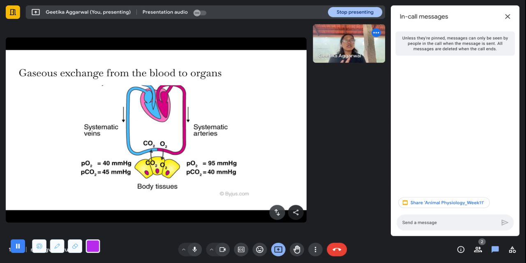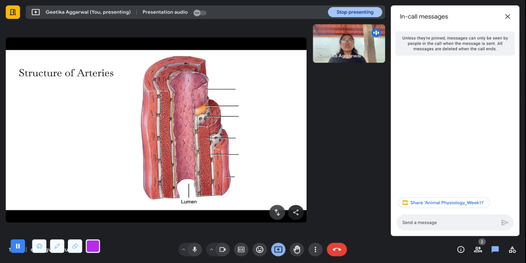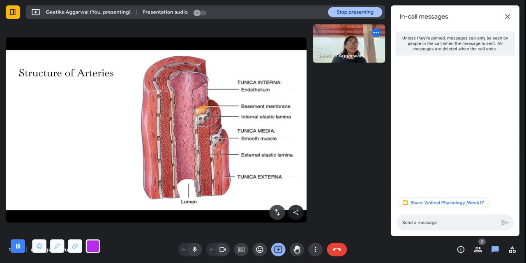So, how all this oxygen and carbon dioxide is being passed around, or how the blood moves, is through the blood vessels. So, now let's discuss the structure of arteries and veins. In arteries, we have a four layered structure, and as you can see here, the innermost layer is called the tunica interna, and it is comprised of the endothelium and the basement membrane on which this endothelium sits.